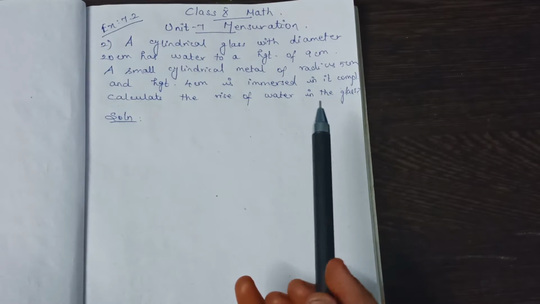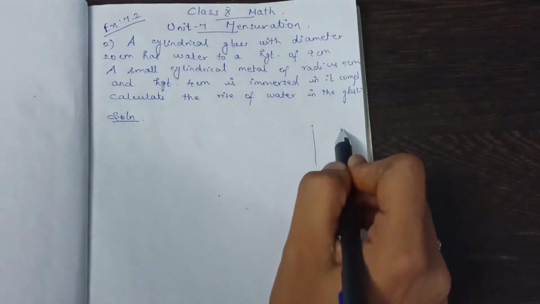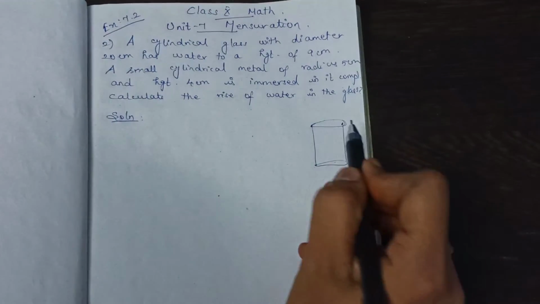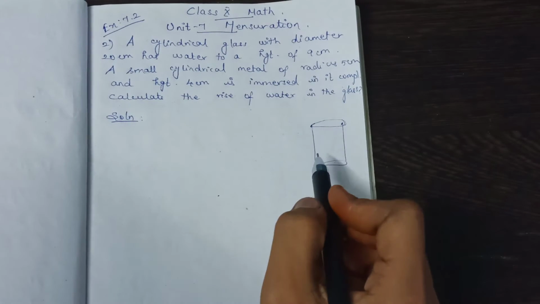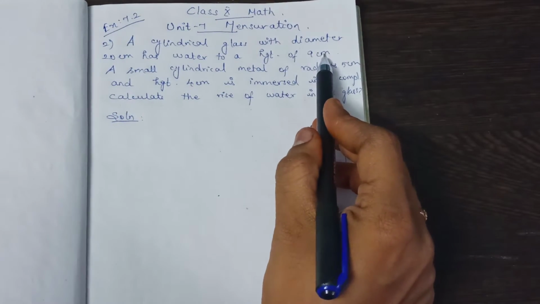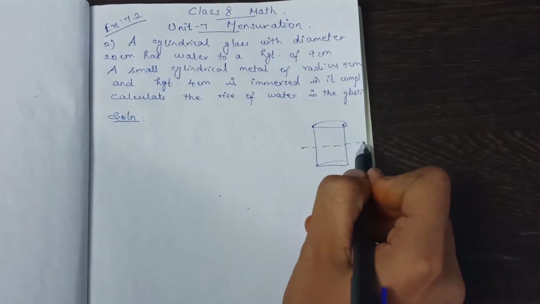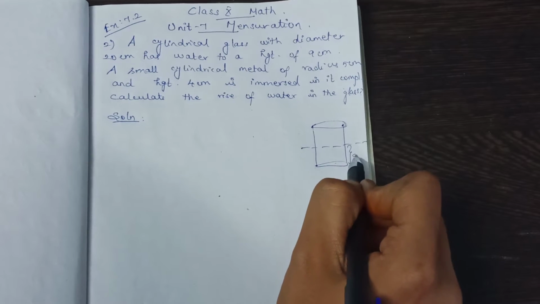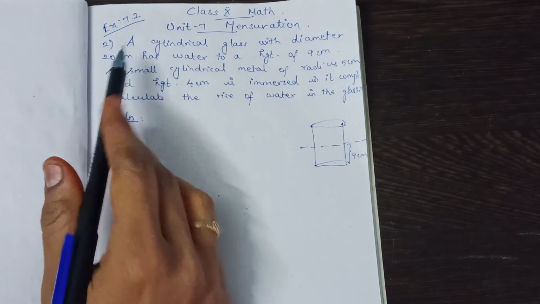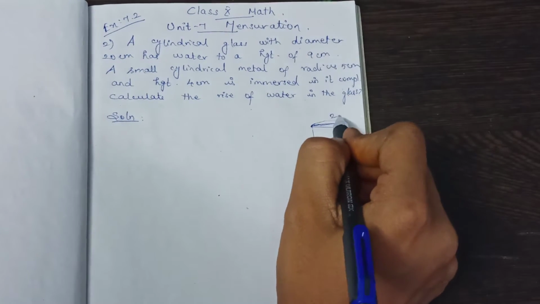So here what is given? Cylindrical glass is given. Let us draw a rough diagram. So cylindrical glass is given and the dimensions of the cylindrical glass are given. That is, height is 9 centimeter. That means up to 9 centimeter the water is filled in the glass. So let us take this height, and this height is given to be 9 centimeter. And the diameter of the cylindrical glass is given to be 20 centimeter.